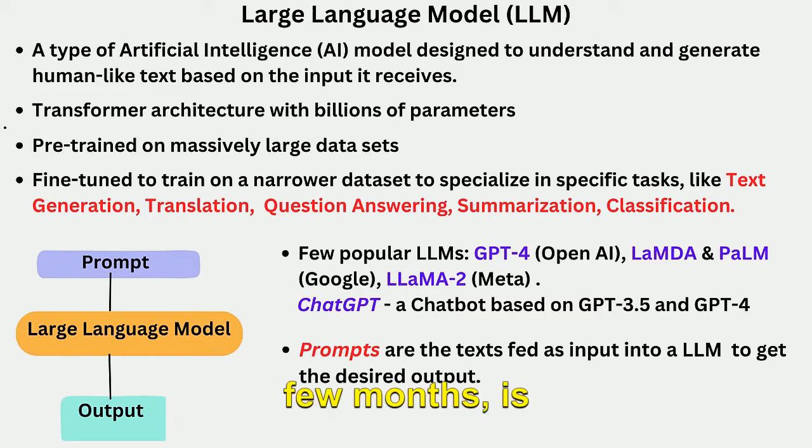ChatGPT, which has been very popular for the last few months, is basically a chatbot based on GPT-3.5 and later upgraded to GPT-4 also. And finally, I'll cover a little bit on prompts, which are basically the inputs that are fed into the LLM to get the desired output. Prompt engineering and prompt design are two important aspects very much associated with large language models, and these will be covered separately in a separate video.